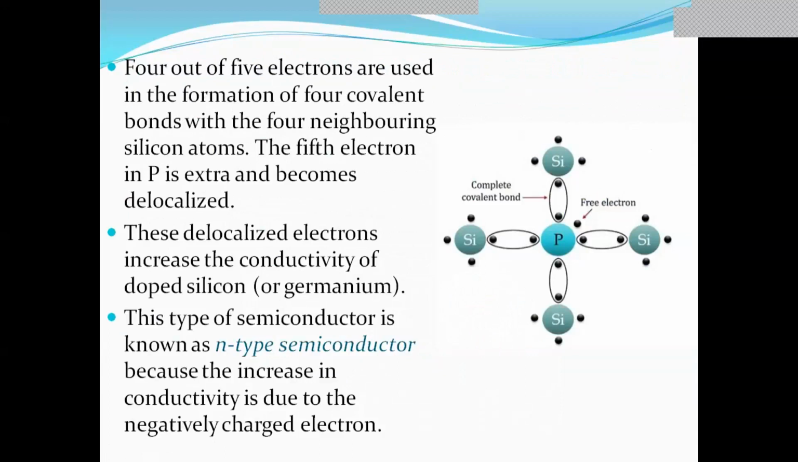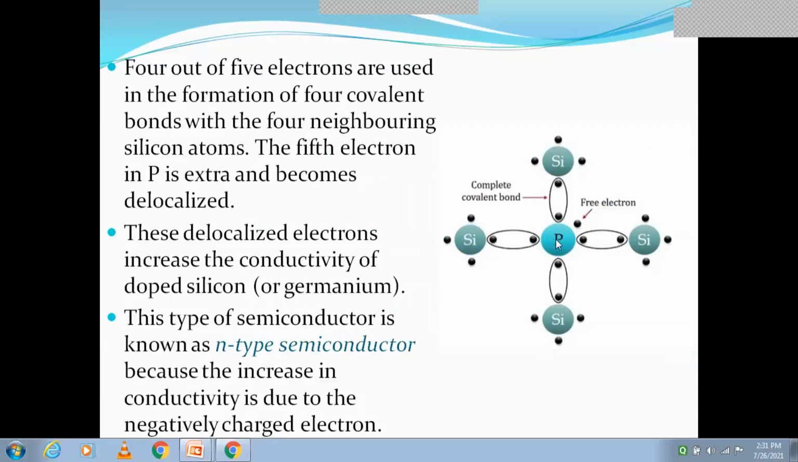In this slide, you can see the clear picture where pure silicon material is doped with a group 15 element, that is phosphorus. This phosphorus has 5 valence electrons in it. 4 out of 5 valence electrons are used to form bonds with the neighboring silicon atoms, and the 5th electron is left free. And this free electron is responsible for electric flow. Okay.